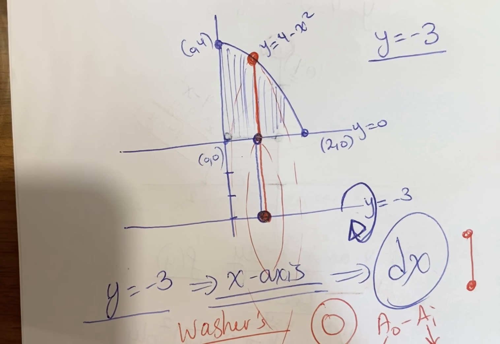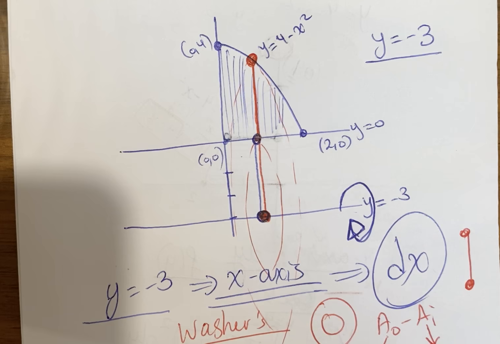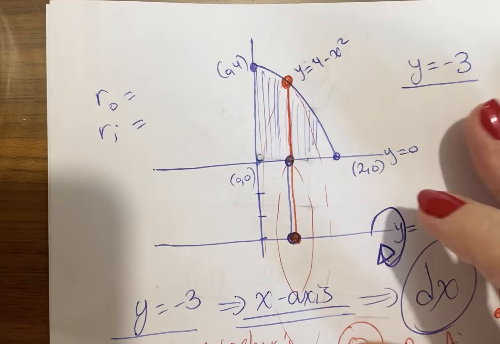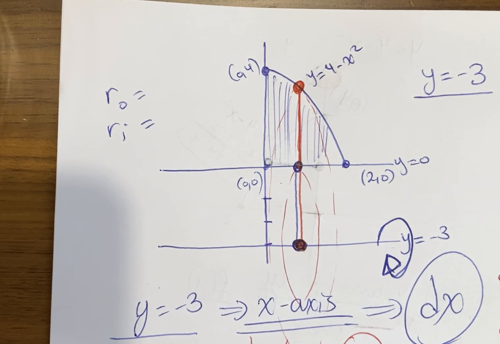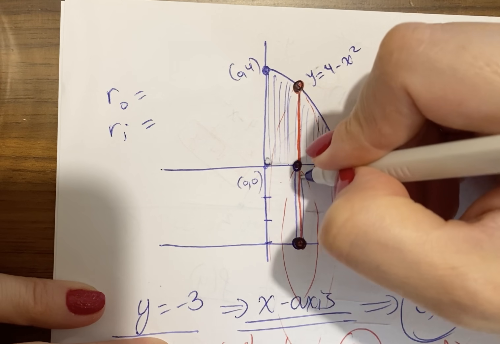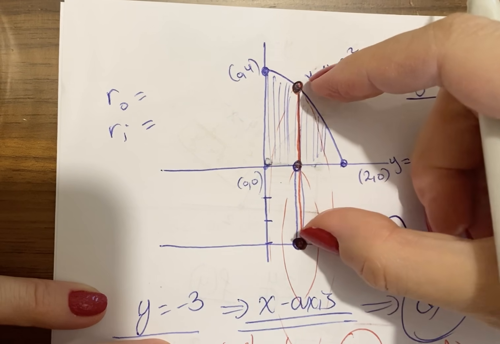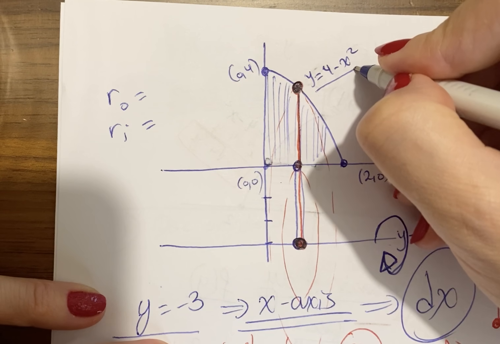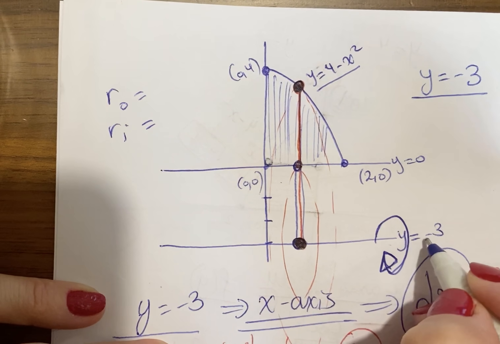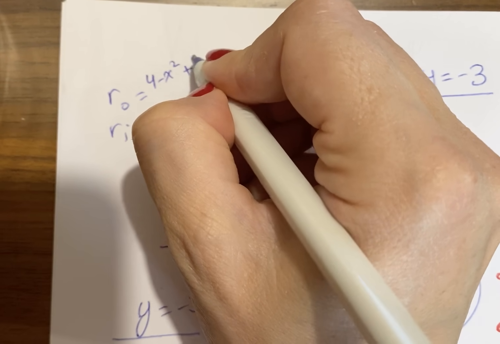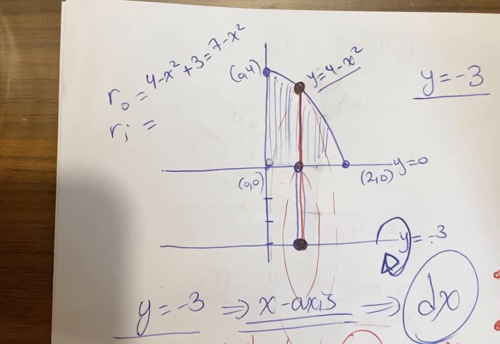You find them separately. Write R outer and R inner, so you do not get confused. How do you get those? Always, it's the upper minus the lower, since we are dealing with vertical lines. So the outer radius, which is all of this segment here, how much does it measure? What's the distance? It's the upper y value, which is 4 minus x squared, minus the lower y value, which is y equals minus 3. So it's 4 minus x squared plus 3, so we get 7 minus x squared.